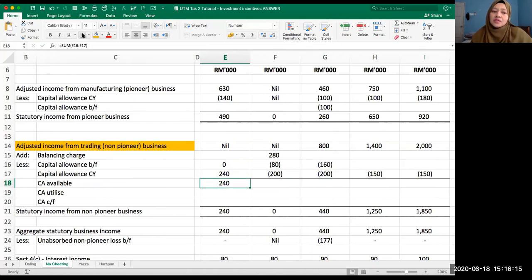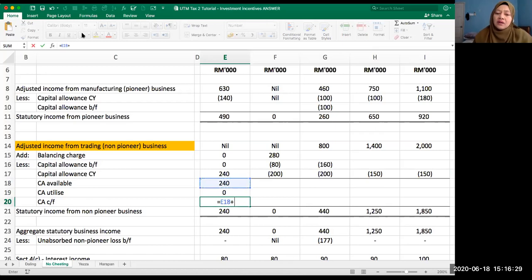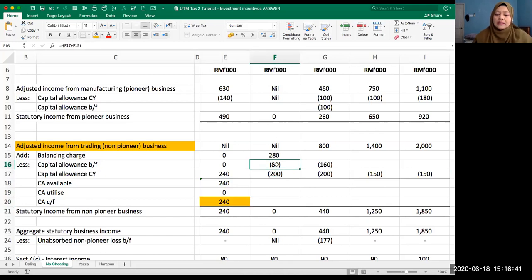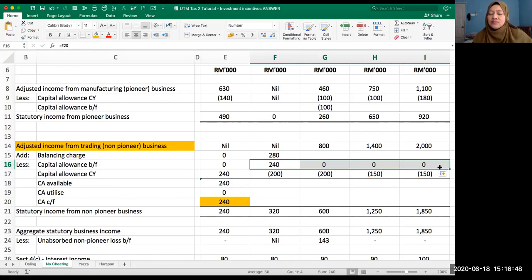For the first year, because your adjusted income is nil, you don't have any balancing charge, so you're not going to utilize anything. All right, so your CA, whatever you have available, minus your utilize, you have the carry forward figure lah. Alright, so this 240 dia akan jadi brought forward in the following year. So this one I ambil figure kat sini. Right, so if you look at my working, you can see the movement of the accounts.